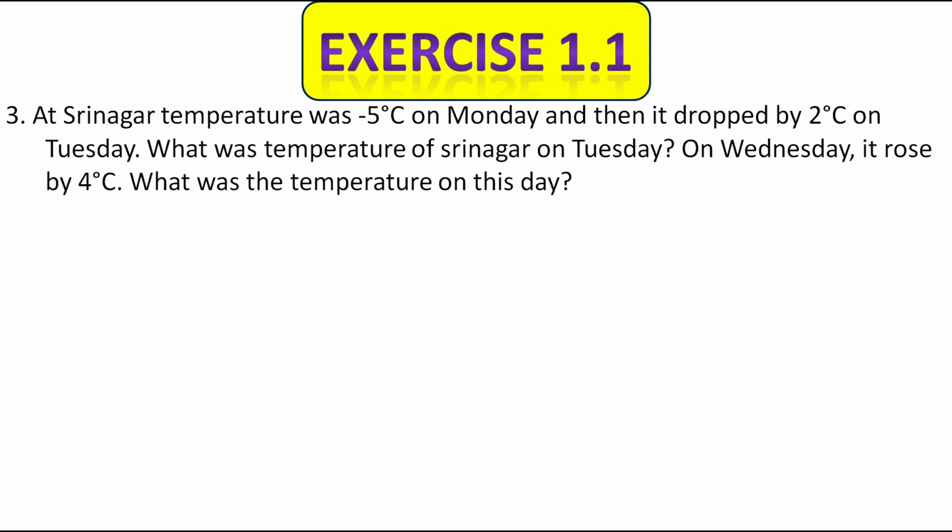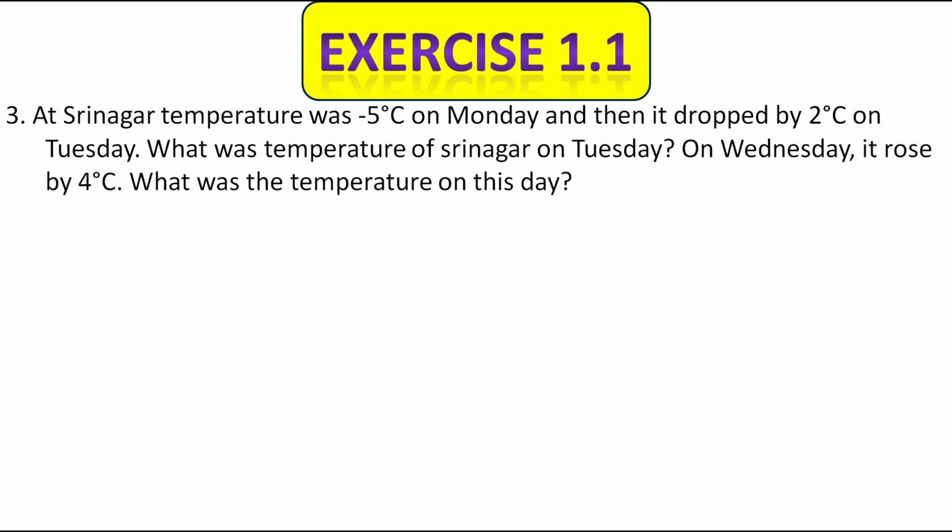At Srinagar, temperature was minus 5 degrees centigrade on Monday. Then it dropped by 2 degrees centigrade. Now here they didn't give the sign to 2, so we have to assume there is a plus sign, but they have told dropped, means we have to subtract plus 2 from minus 5. On Tuesday, whatever answer we get is the temperature on Tuesday.